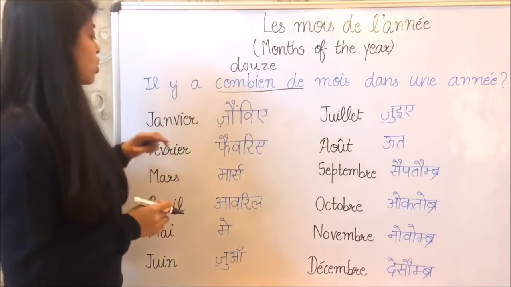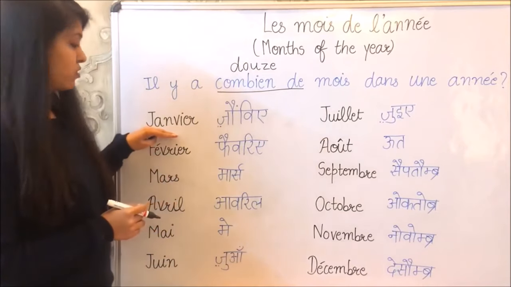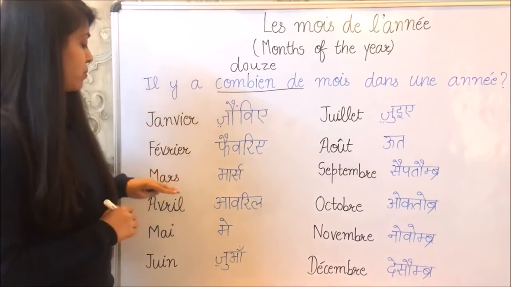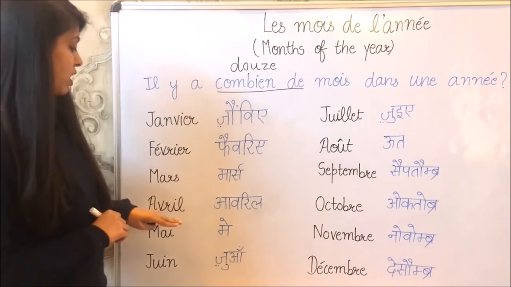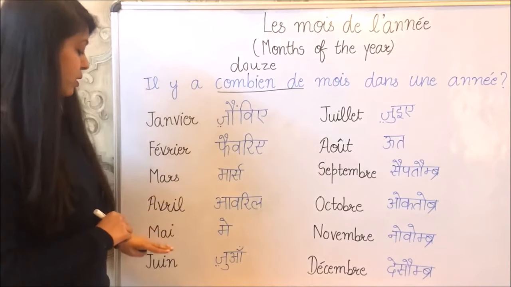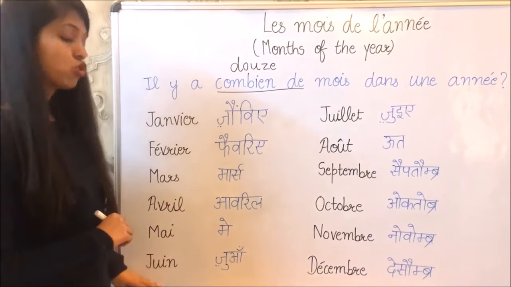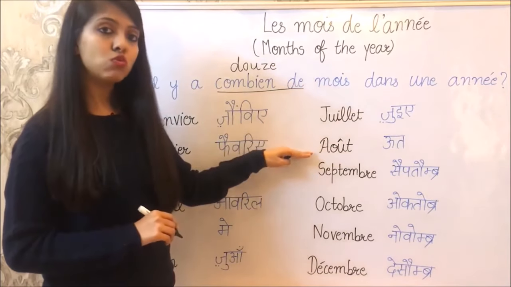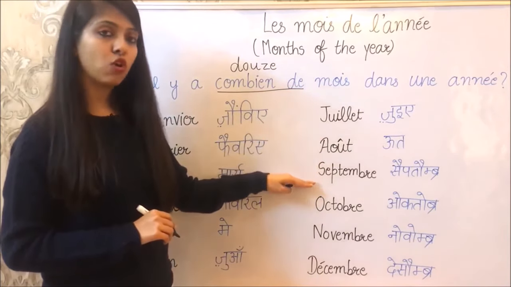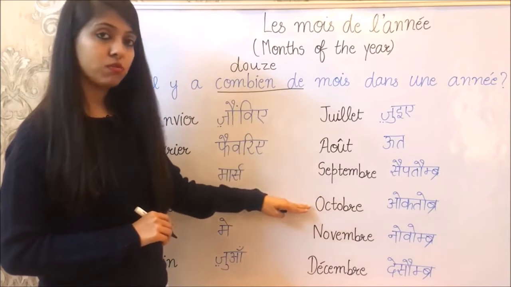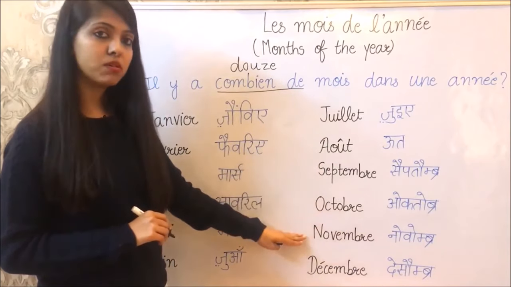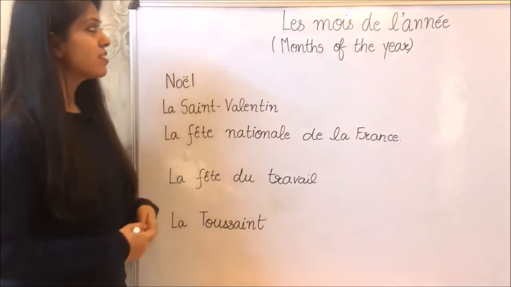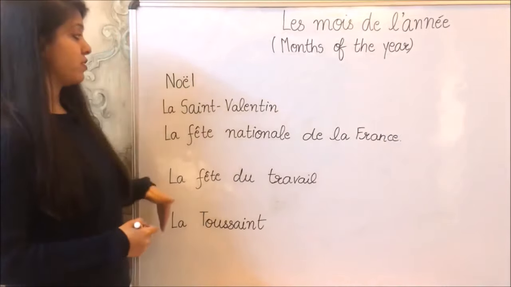We repeat them. Janvier, which means January, février, mars, avril, mai, juin, juillet, août, septembre, octobre, novembre et décembre. Ok, so we'll practice les mois de l'année by these festivals.